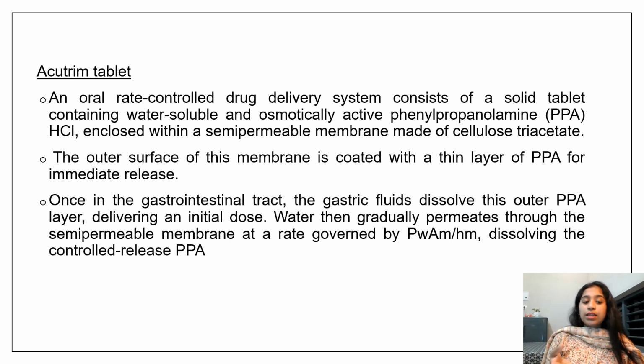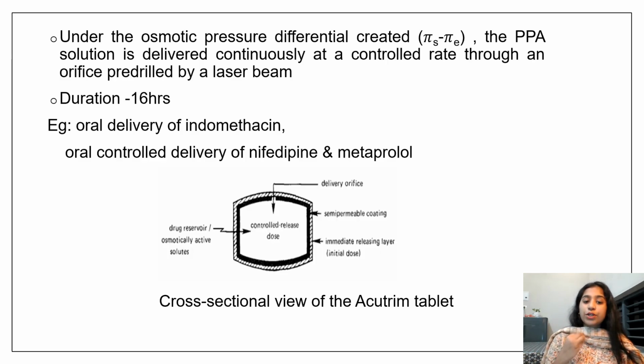When the drug is administered and enters the gastrointestinal tract, the gastric fluid dissolves this outer phenylpropanolamine layer, delivering an initial dose. Then the water gradually permeates through the semi-permeable membrane at the rate governed by PWM by H by M, dissolving the controlled release phenylpropanolamine. Under the controlled osmotic pressure differential created, the phenylpropanolamine solution is delivered continuously at a controlled rate through the orifice pre-drilled by laser beam. The duration of action is 16 hours.